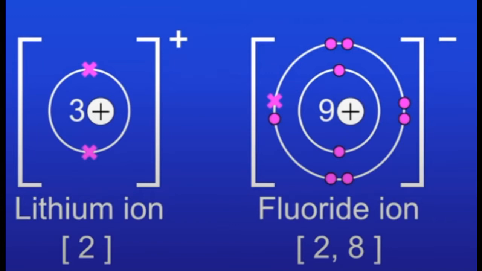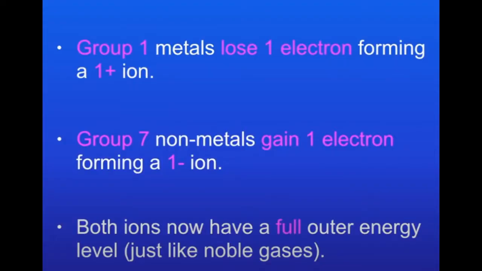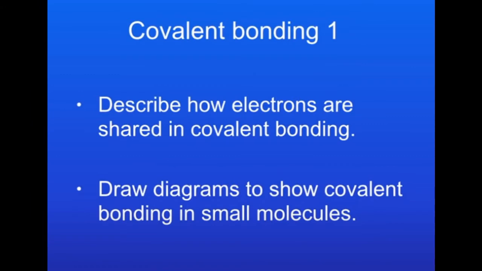corner. Just to recap that, group 1 metals lose 1 electron, forming a plus 1 ion, and group 7 non-metals gain 1 electron and become a minus 1 ion. Both ions now have full outer energy levels, just like group 8 or group 0 noble gases. Now on to covalent bonding.